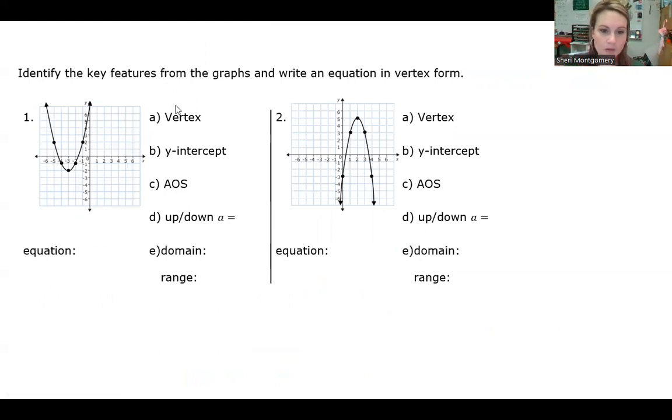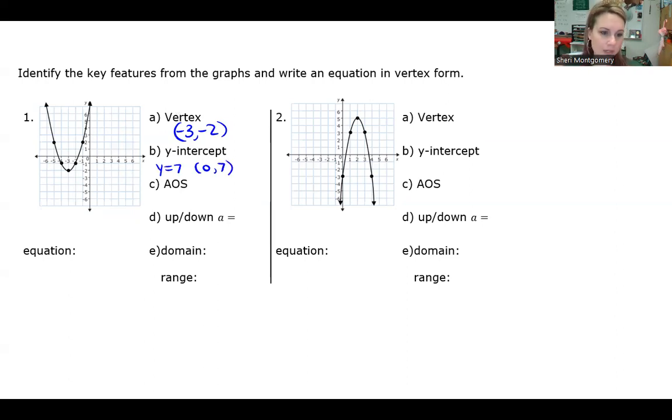Very good. (-3, -2). What is the y-intercept? 7. So y is equal to 7, and we could also list that as a point. It would be (0, 7).